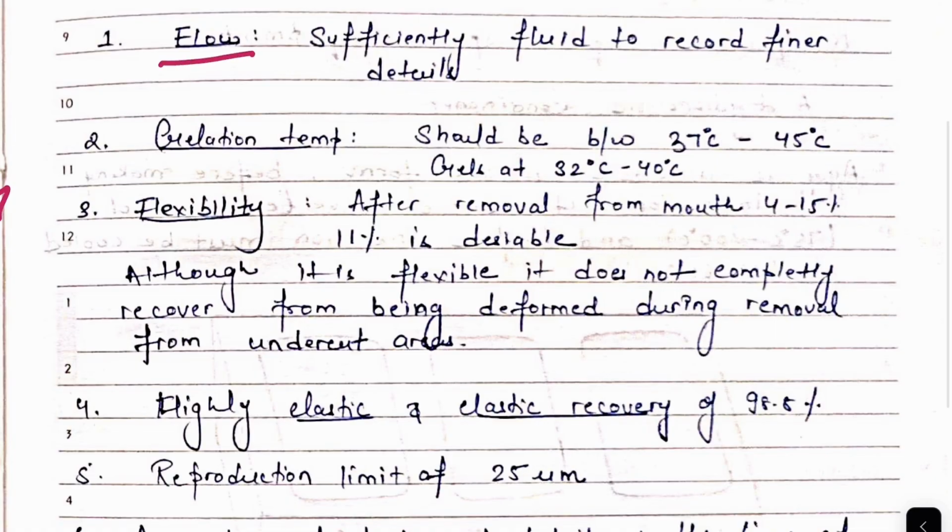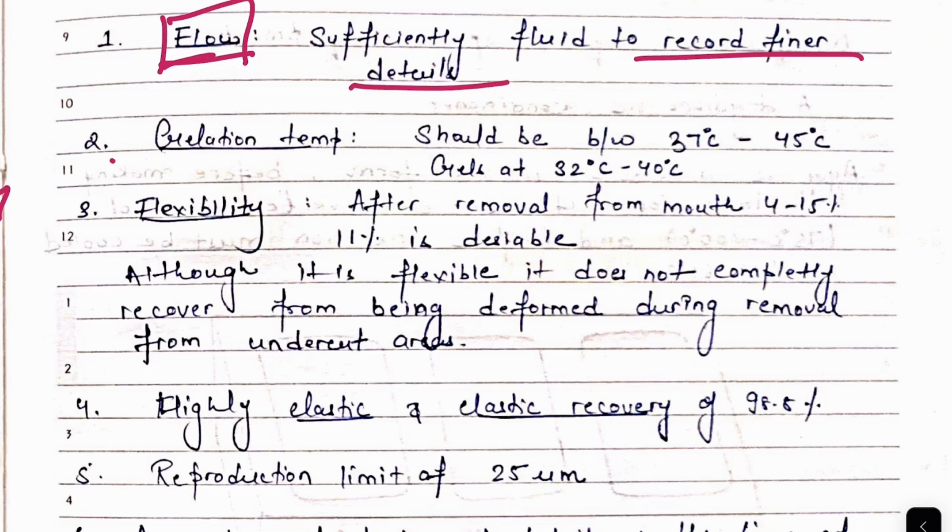First, that is flow. We want a good flow to record finer details, and this has good flow. It records very fine details. Actually, agar records better details than alginate, but we don't use agar as much because it has a difficult manipulation.